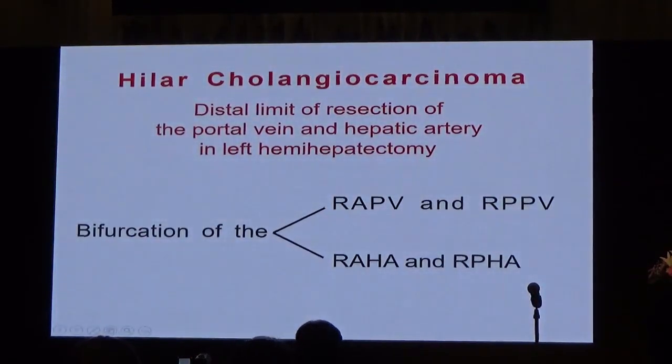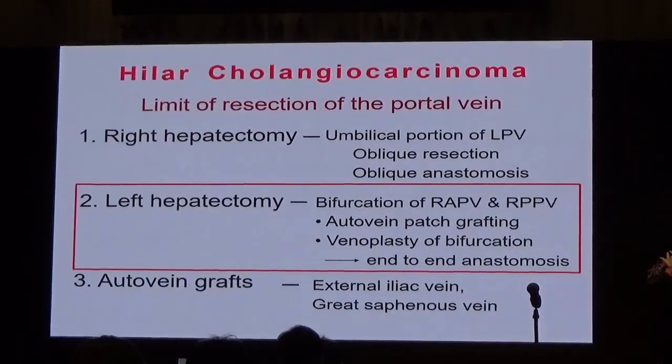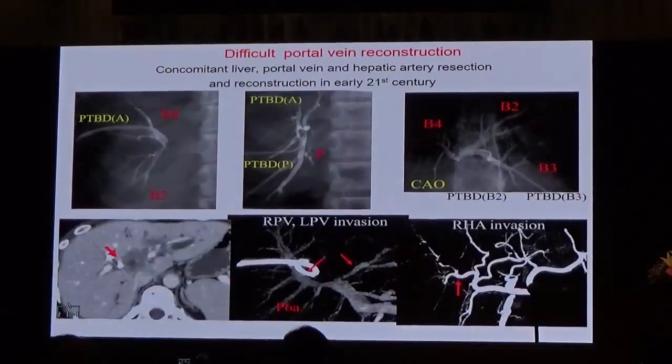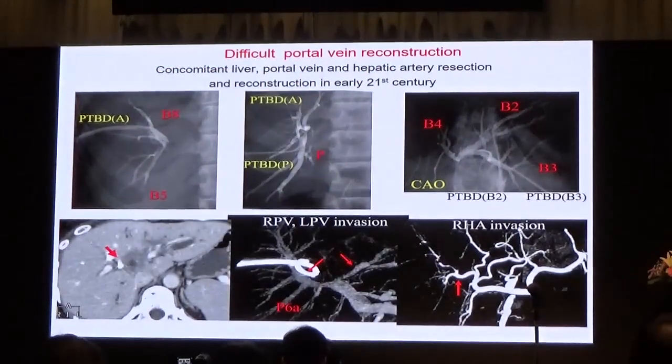Next, I will show you a more difficult case of portal vein reconstruction in left hemihepatectomy. This is the limit of portal vein reconstruction in left hemihepatectomy. I used a vein graft, and I used a very special meticulous technique for portal vein reconstruction. I will show you. Anyway, the right anterior and right posterior ducts and the left were separated into multiple units, and the big tumor at the hilum.